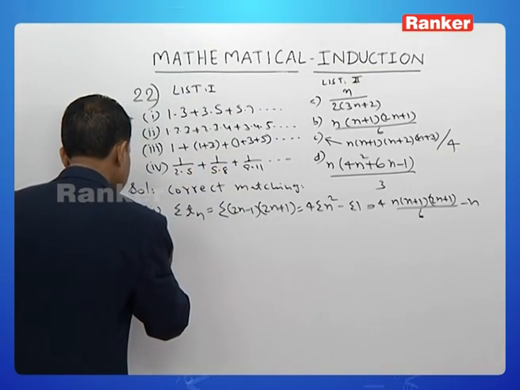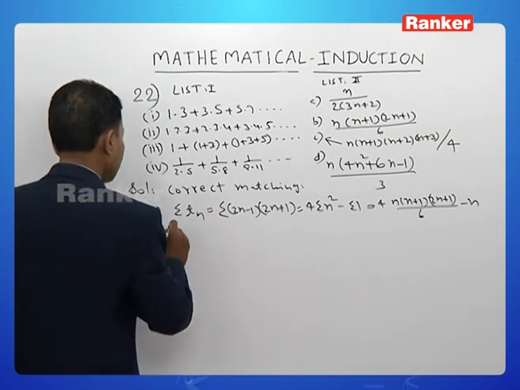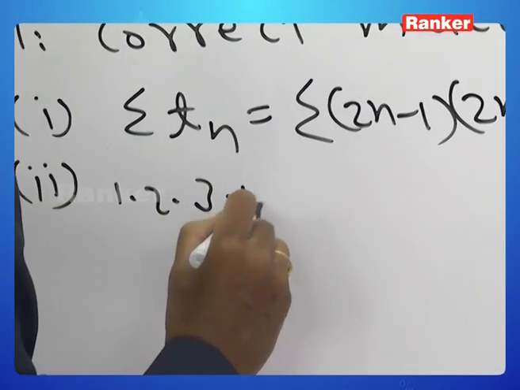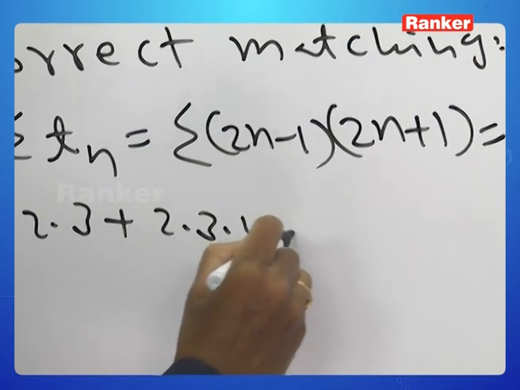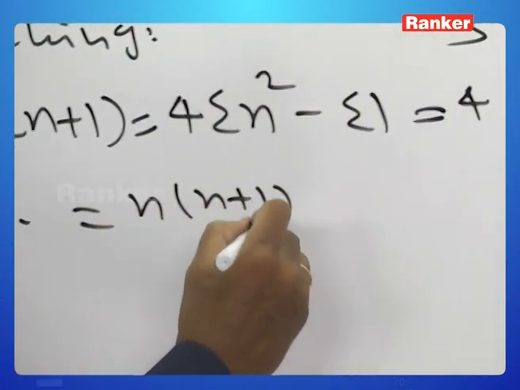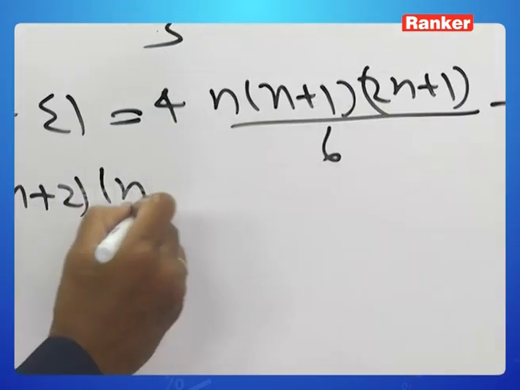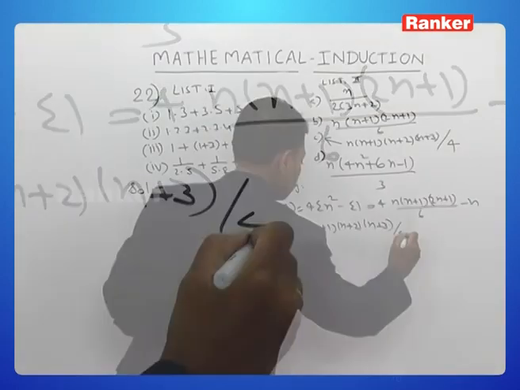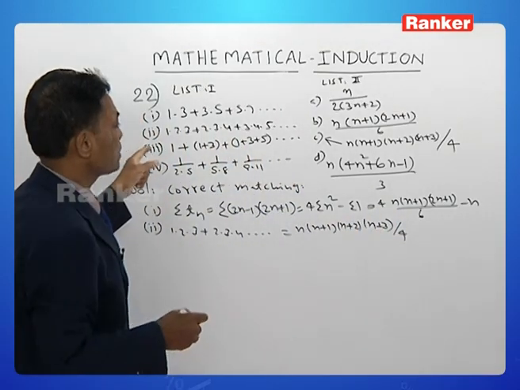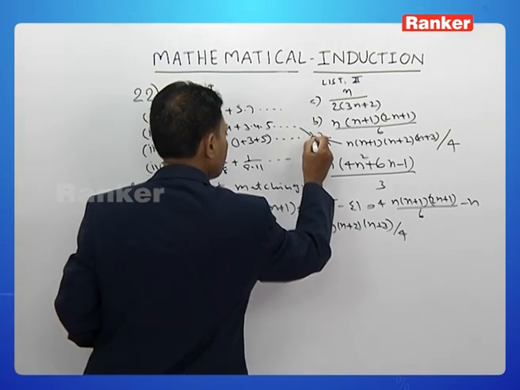And let us see the second Roman. 1 into 2 into 3. Just now we wrote the formula for this. 1, 2, 3, 2, 3, 4. So, what is the formula? N into n plus 1 into n plus 2, next factor is n plus 3, by 4. So, Roman number 2 will be connected to C.